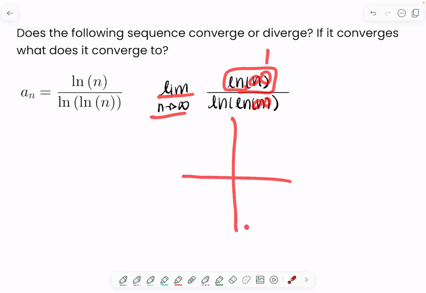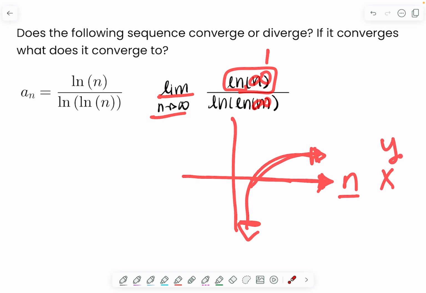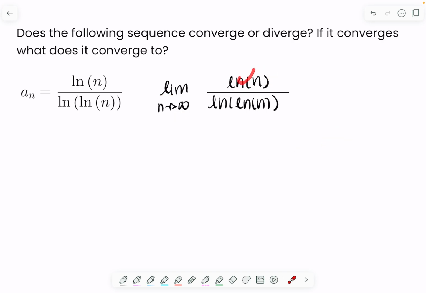So then your graph for ln of n looks like this. And so you say, okay, as the n values approach infinity, so instead of x we have n, what are the y values approaching? So instead of y we really have a of n. So what are the a of n values approaching? Infinity. So this would be infinity, this would be infinity, and then this would just be infinity again. So we would have infinity over infinity.